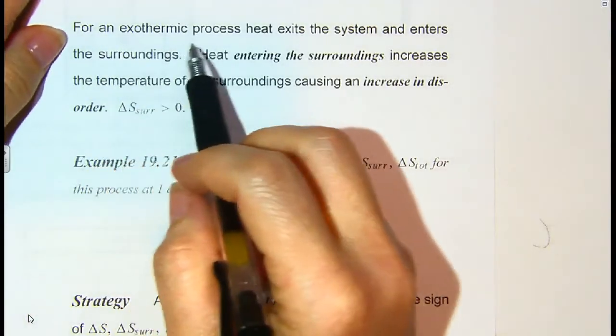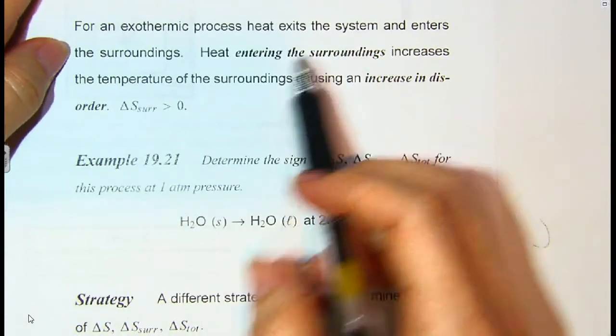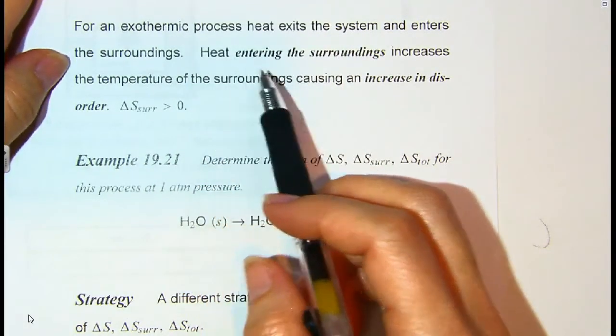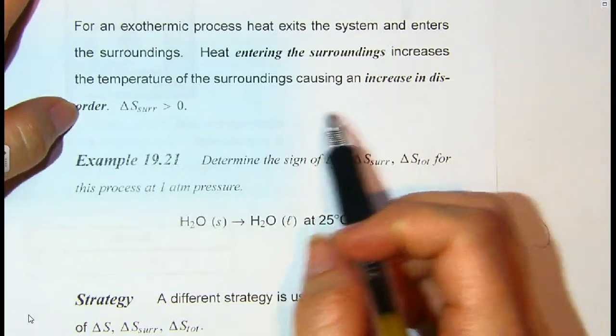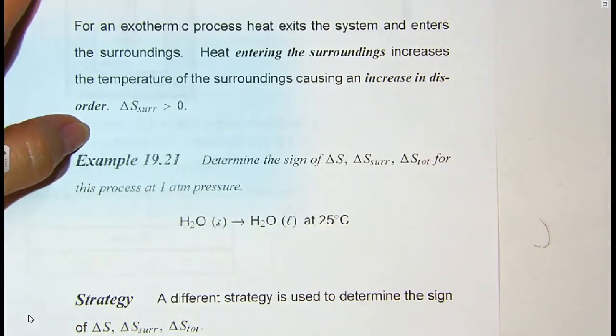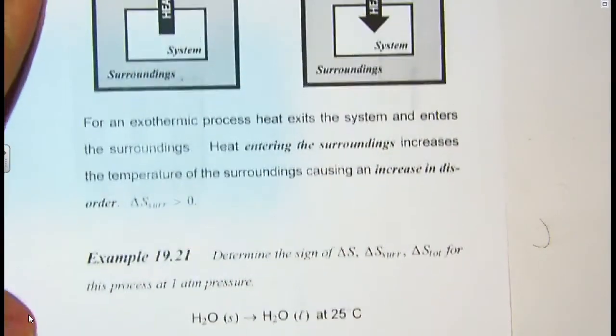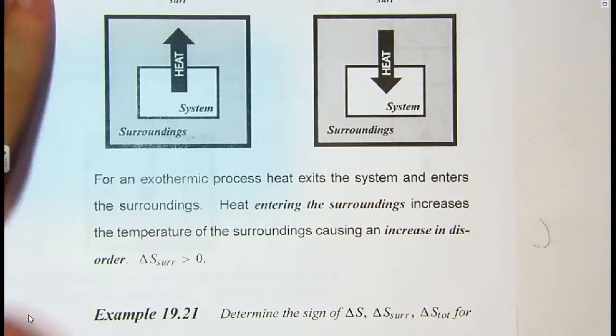For an exothermic process, heat exits the system and enters the surroundings. Heat entering the surroundings increases the temperature of the surroundings, causing an increase in disorder. So the delta S surroundings would be greater than 0. And this is corresponding to the above pictures.